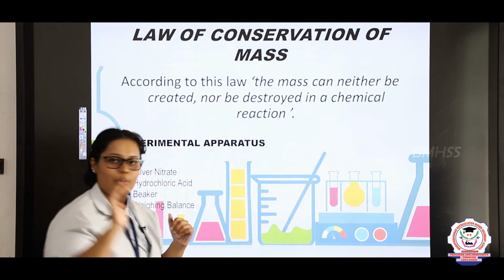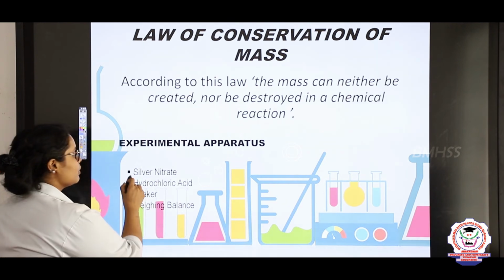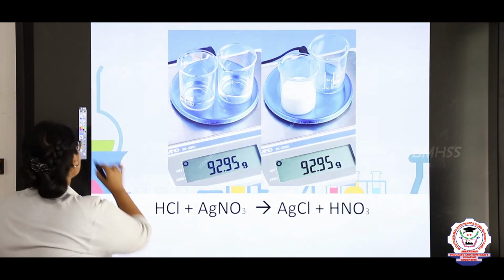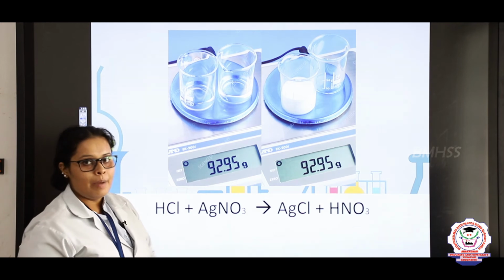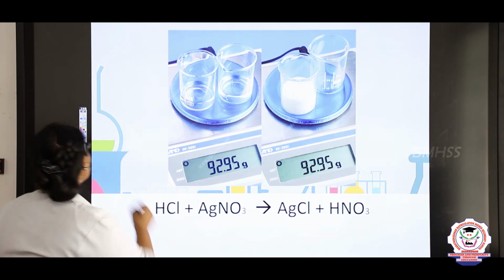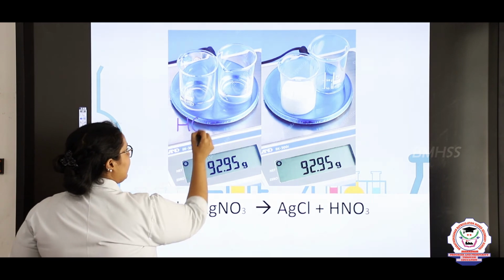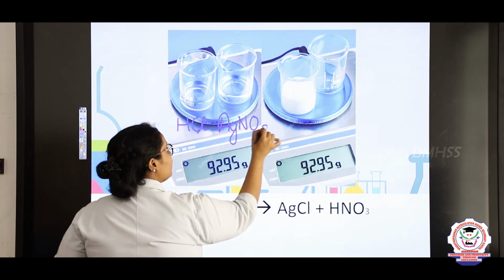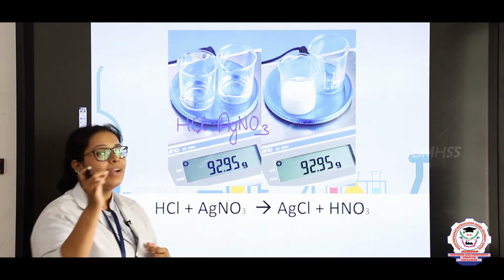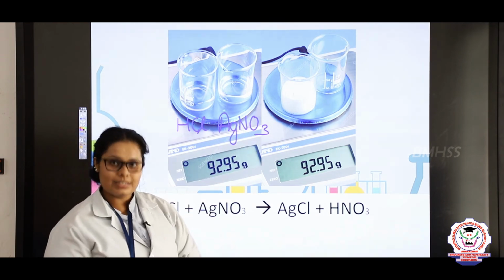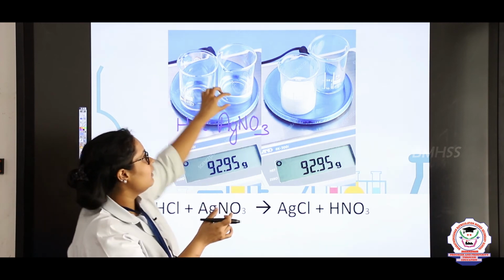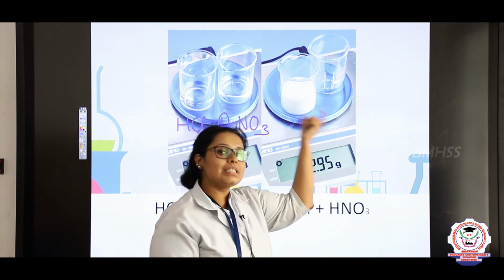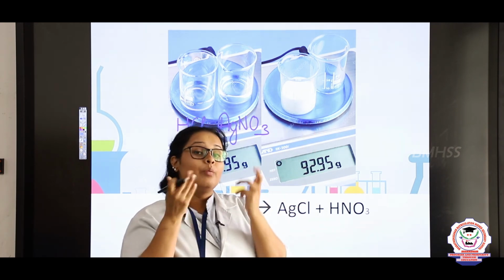For this, we are going to do an experiment. In this experiment, we are going to use silver nitrate, hydrochloric acid, a beaker and a weighing balance. Here you can see that in the first position I have taken two liquids. One liquid is HCl and another liquid is AgNO3. HCl is hydrochloric acid, AgNO3 is silver nitrate. These two are colorless liquids, right? Now, when I mix these colorless liquids, you will get a curdy white precipitate, which cannot be dissolved.